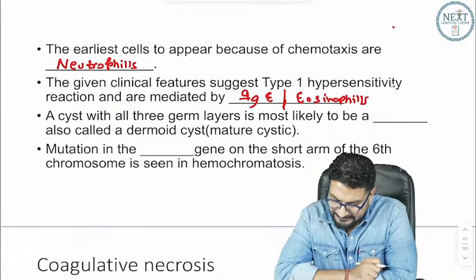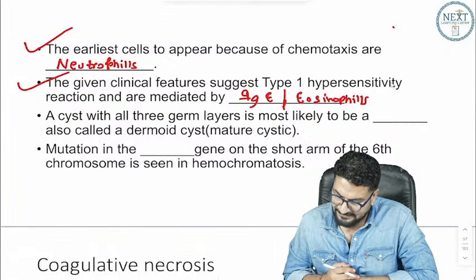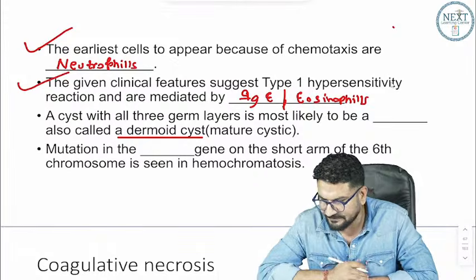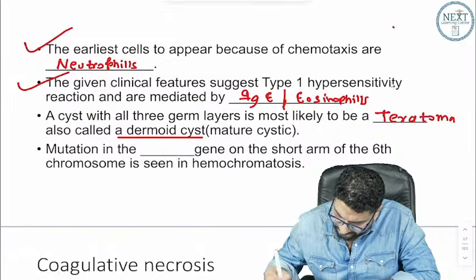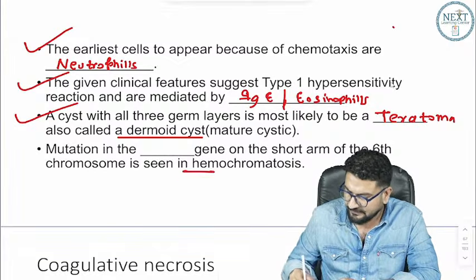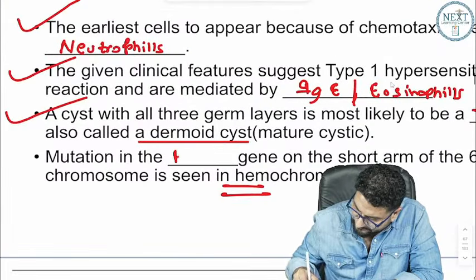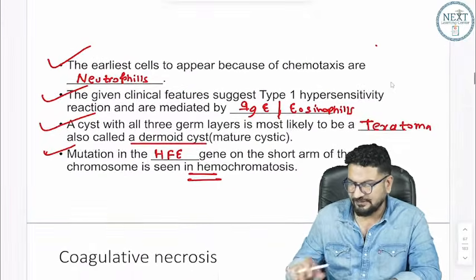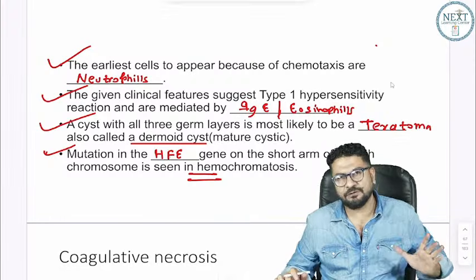Okay. A tumor with all three germ layers. What do we call this? It is also called dermoid cyst. So what is another name of dermoid cyst? This is teratoma. Right? Okay, which gene mutation will cause hemochromatosis? Hemochromatosis occurs because of which gene? HFE gene mutation. HFE gene. Okay, now let's look at a few more image based questions.